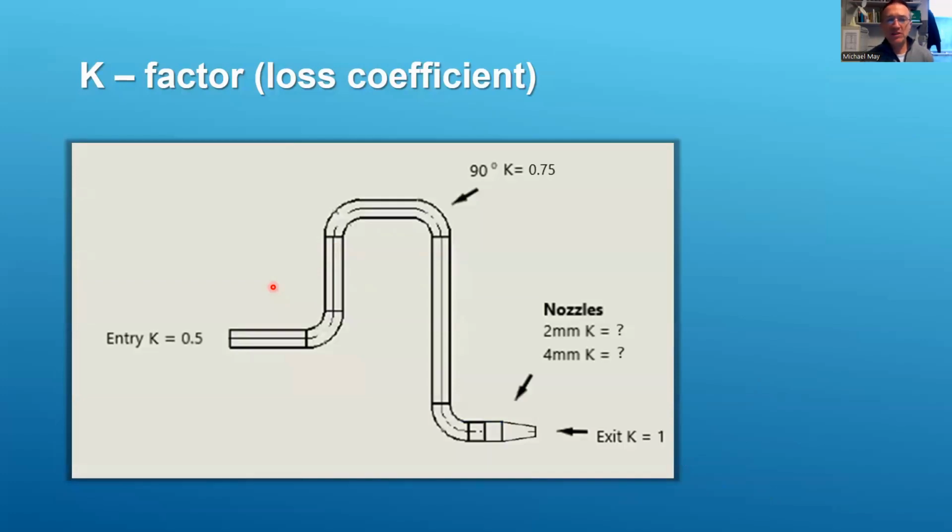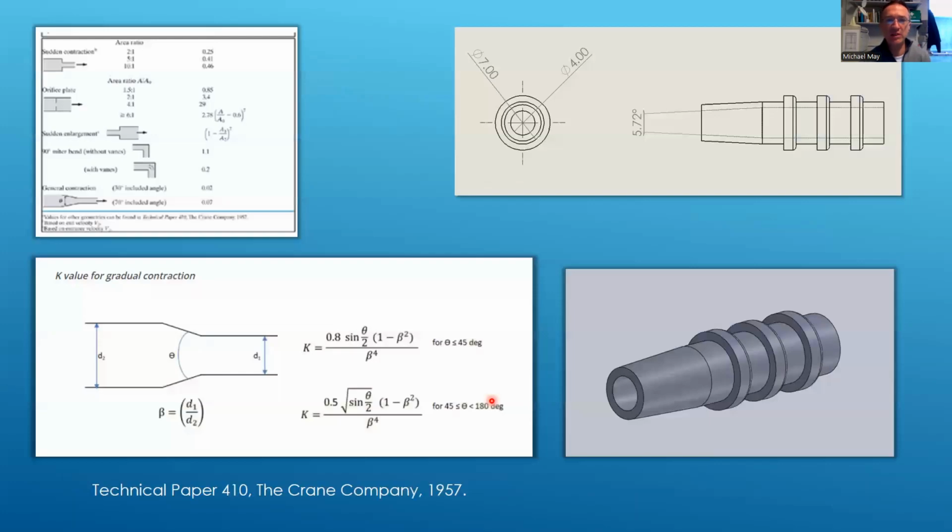So when it comes to designing your outlet pipe and identifying the K factors, you would have a minor loss at the inlet and the outlet. So you could take a K factor at the entry of 0.5 and at the exit of 1. You'll have a number of 90-degree bends. You could take a K factor of 0.75 for them. And then for your nozzle, you'll need to determine the K factor for that nozzle.